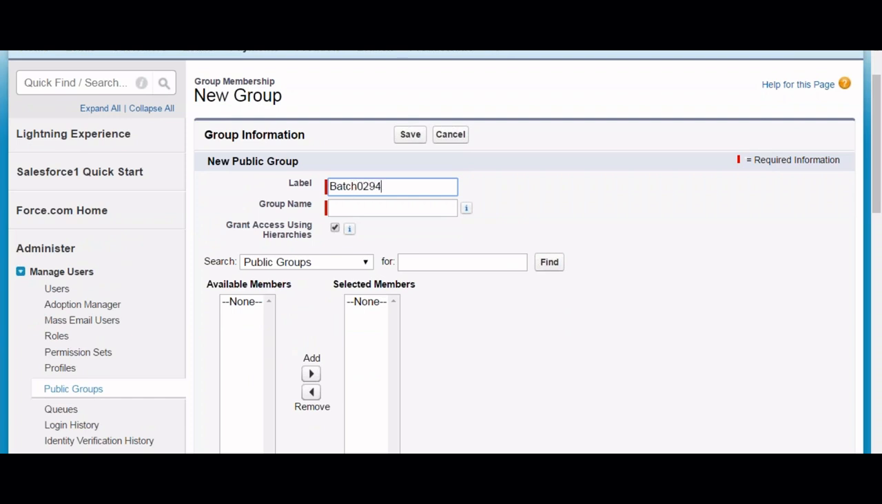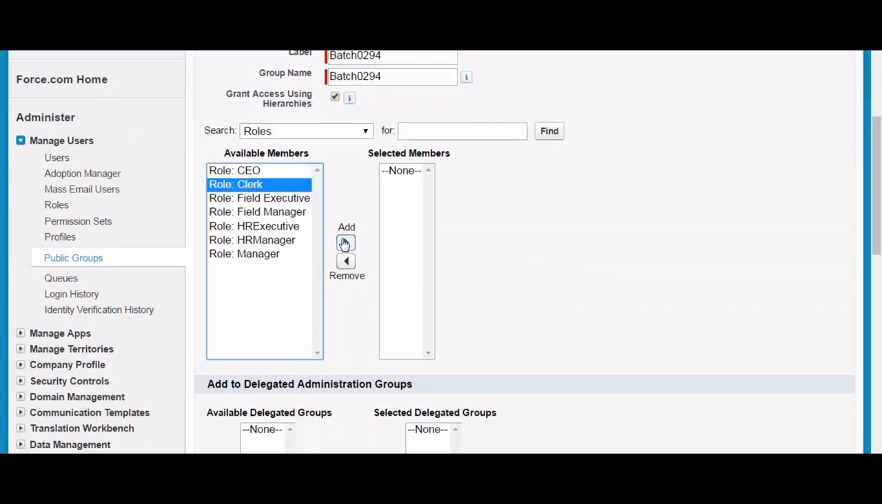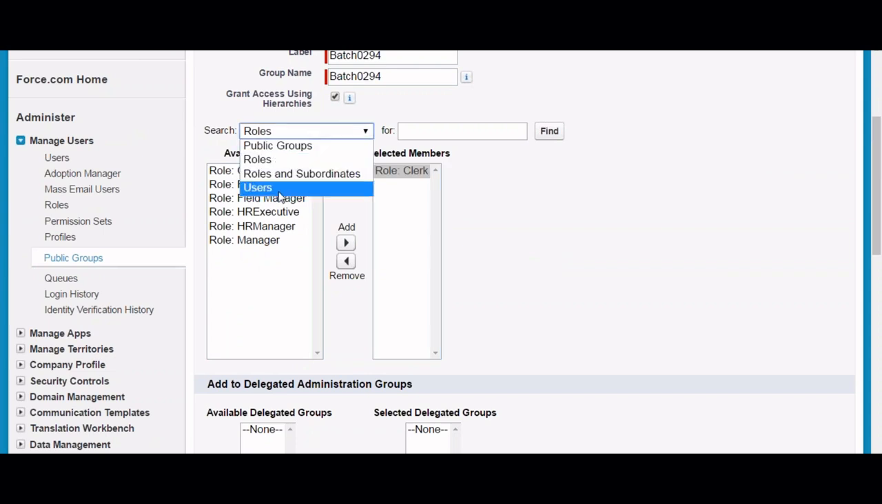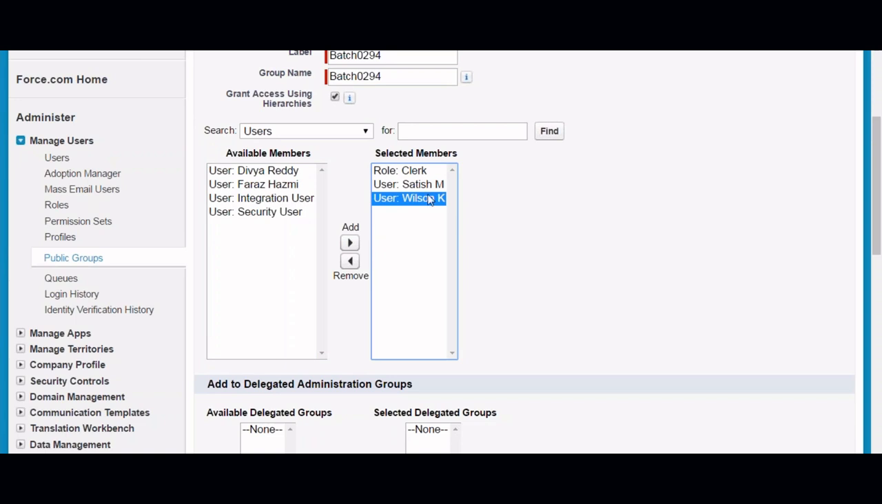I create a group with the name batch 294. Who are the members of the group? Users who have a role called Kirk, users Satish. I create a group of users. Who can be the members of the group? User with a given role and subordinate roles, public group.